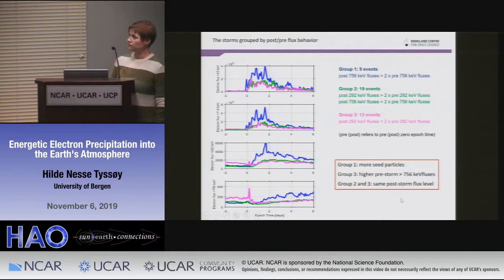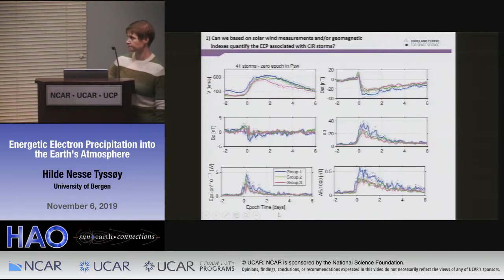But the most interesting feature, I think, is that although we separated group 2 and 3 based on how they related to the post-storm fluxes, they both show the same level afterwards. So maybe it's not the reason that you get a group 3 because they had a higher pre-storm flux. I will come back to that.